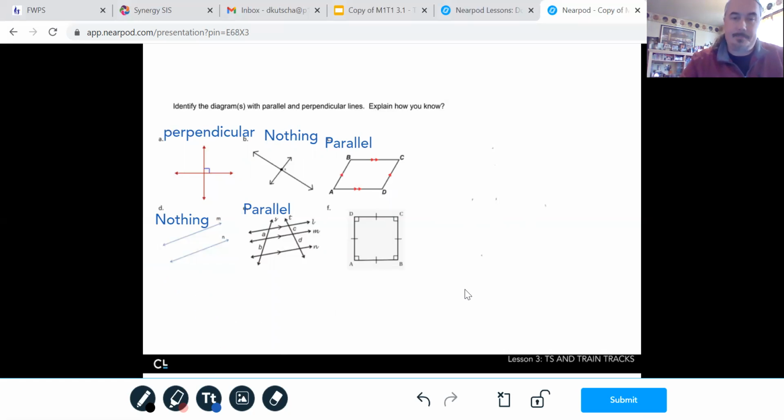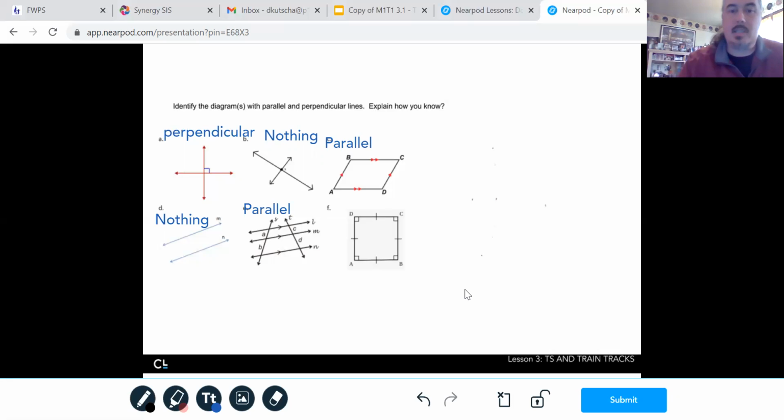All right, last. This one was a little bit tricky. Do we have parallel, perpendicular, both or nothing? This is a very commonly missed problem as well because we did not recognize what's going on. So let's look at this diagram.